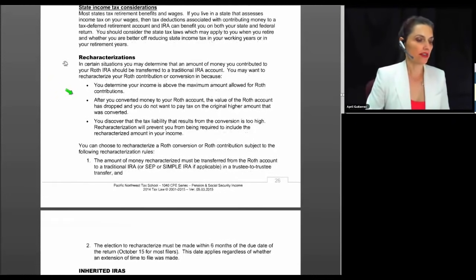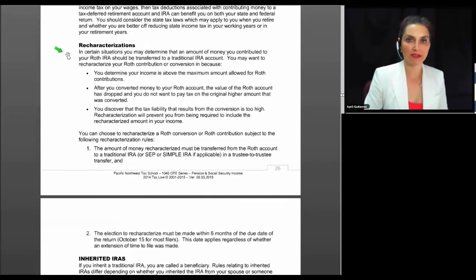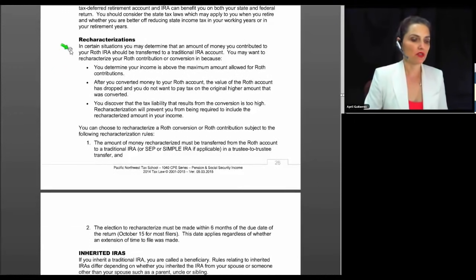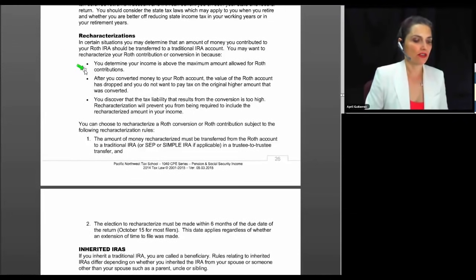Next item is recharacterizations. I've told you that it is possible to change your mind. In certain situations, you may determine that the amount of money you contributed to your Roth IRA should be transferred to a traditional IRA, and you may want to recharacterize your Roth contribution or conversion because you determine that your income is above the maximum amount allowed for Roth contributions, or after you converted money to your Roth account, the value of the account has dropped and you do not want to pay tax on the higher amount that was converted, or you discover that the tax liability that results from the conversion is too high. Recharacterization will prevent you from being required to include the recharacterized amount in your income.